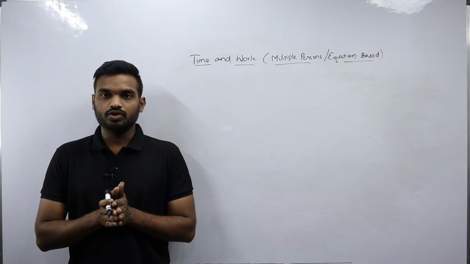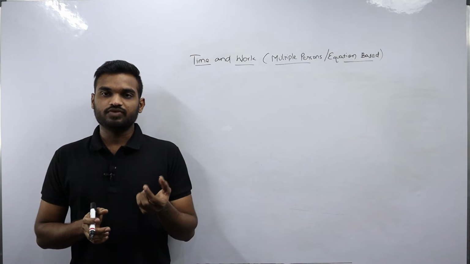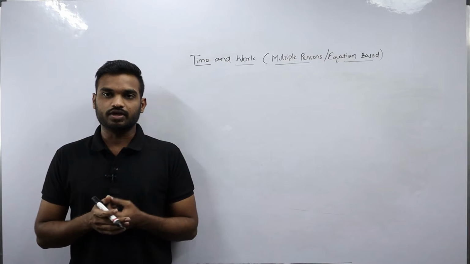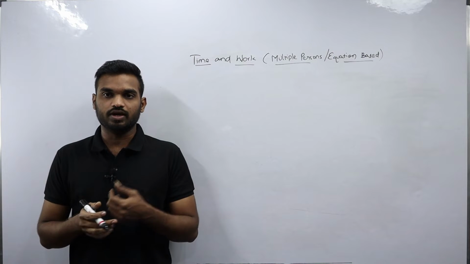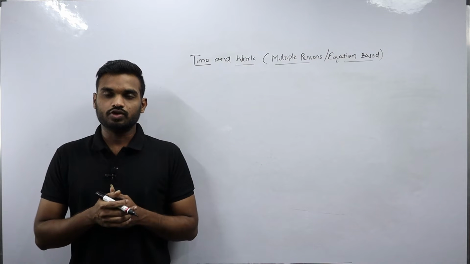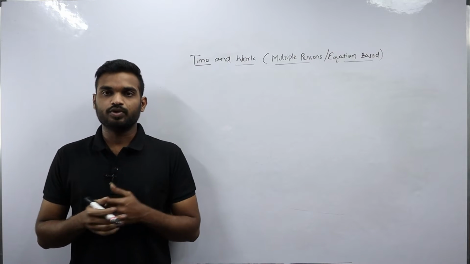Now let's come to this video. Here we are going to discuss the topic where multiple persons are involved in completing the work. In the previous tutorials we have solved problems where 2 or 3 persons are involved. Now in this video we are going to solve problems where 2 or 3 types of people are involved.